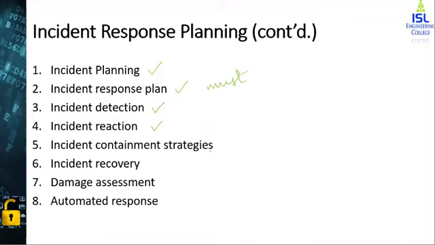Then incident containment strategies, and you've got incident recovery, how you're going to recover, how you're going to minimize the damage. Then damage assessment is how much damage has been done. Then automated responses, how a system is going to respond to this particular attack, how a new system is going to respond to the attack. So these are the different phases within your incident response planning.